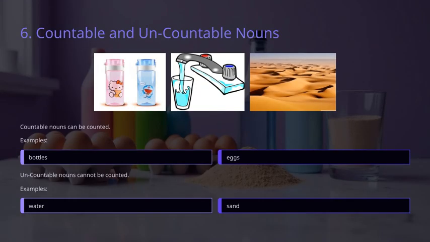Now let's talk about countable and uncountable nouns. Countable nouns are those that you can actually count individually. For example, think of things like bottles. You can have 1 bottle, 2 bottles, 3 bottles, and so on. These are easy to quantify.